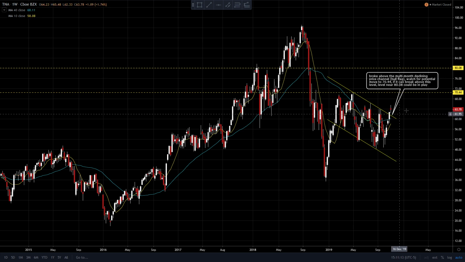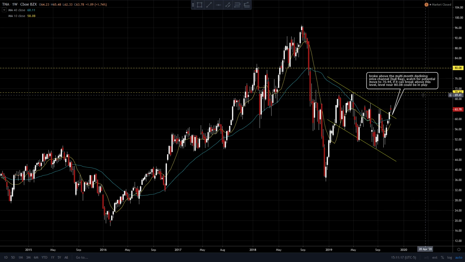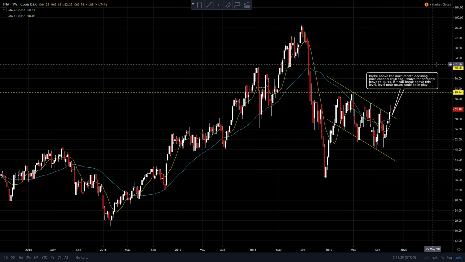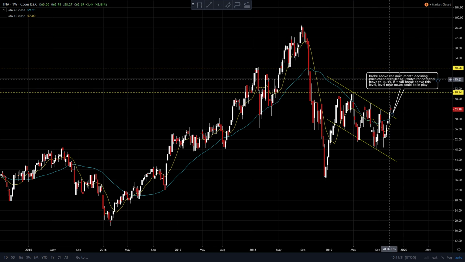So what I'm watching is to see if it would be able to get up to this 70.44. If it could break above this level, then essentially it could make its way up to the next level, 80.08. And then maybe we'll set up a little bit of an upward zigzag, higher high, higher low, and try to get up to this high here.